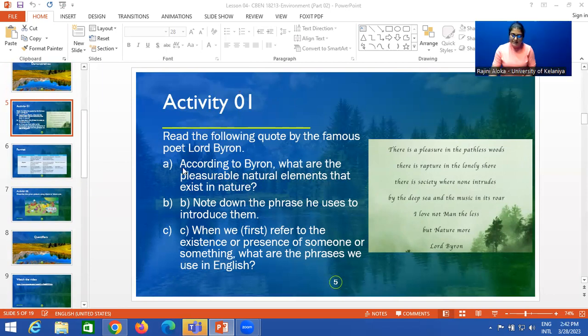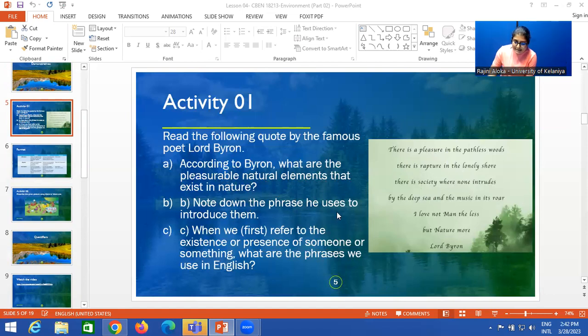Okay, let's discuss the answers. According to Byron, what are the pleasurable natural elements that exist in nature? There is a pleasure in the pathless woods. So, pathless woods, lonely shores. Okay, these are the pleasurable elements.